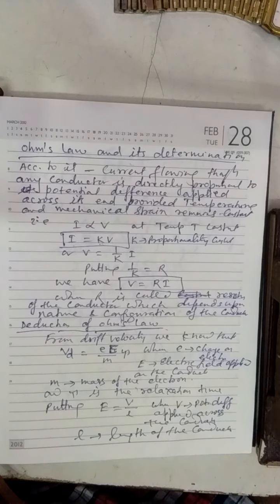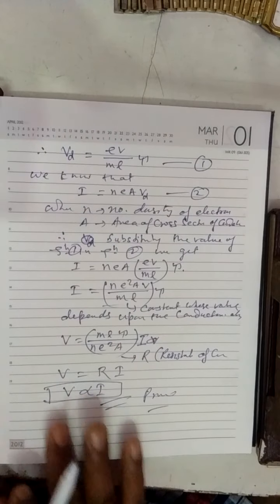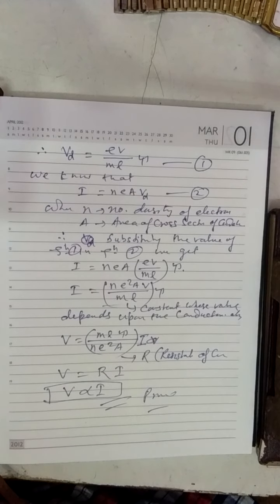Putting E = V/L, where V is the potential difference applied across the conductor and L is the length of the conductor, we will get Vd = eV/(mL) × tau. It is denoted by equation 1.